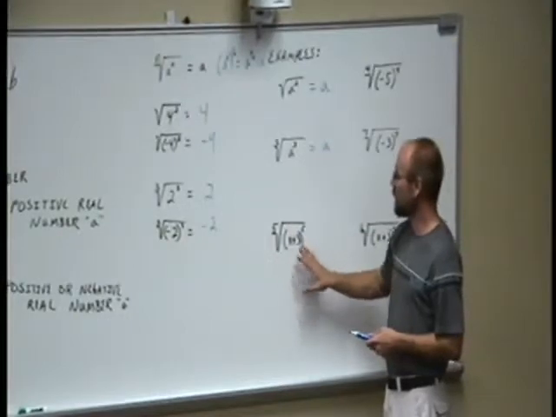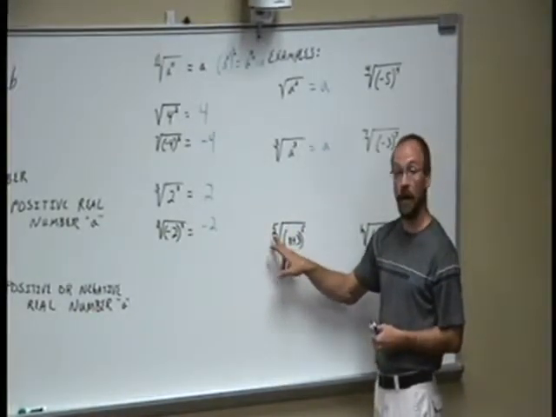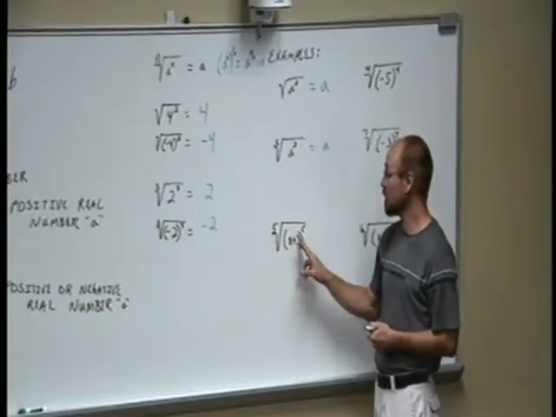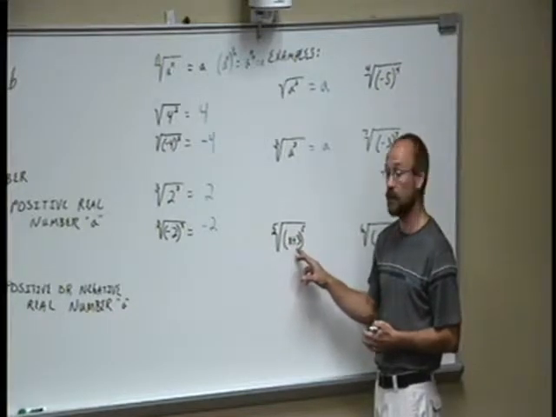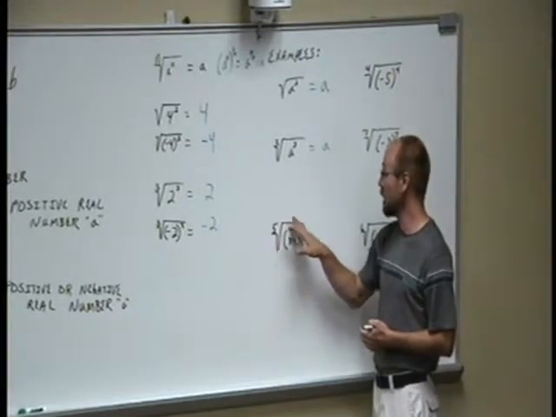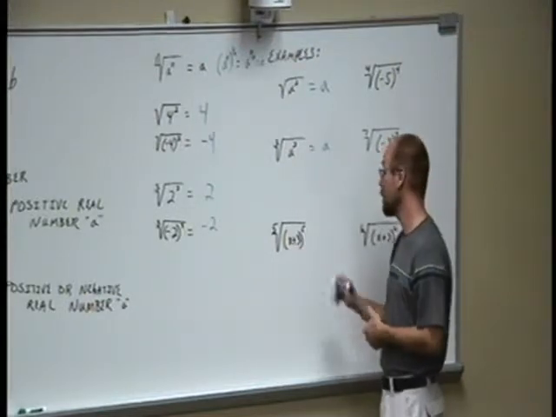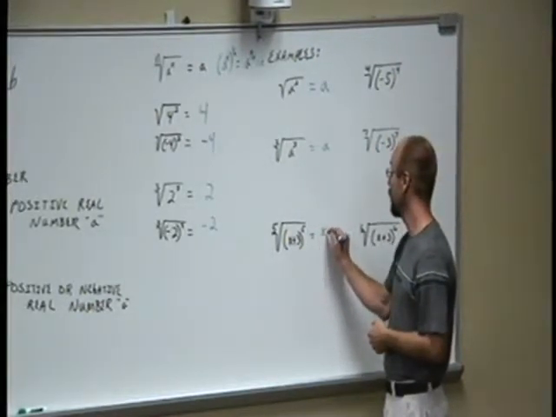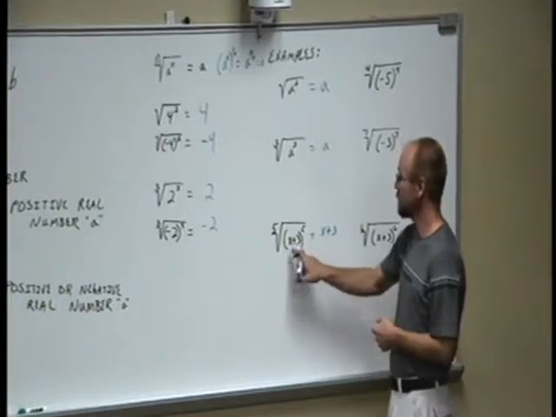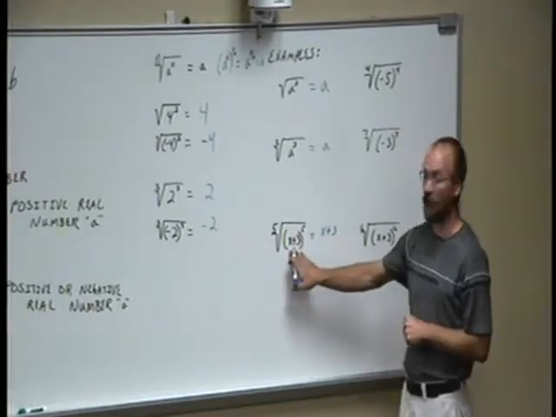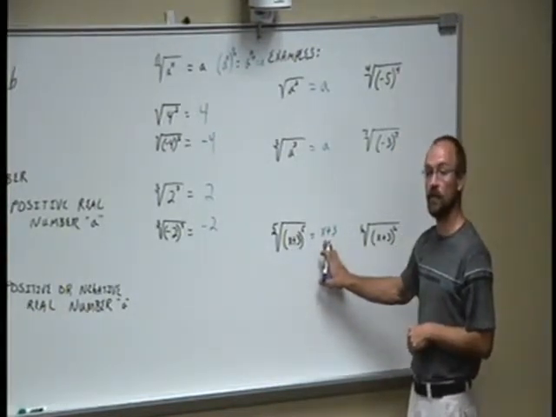Now, if we look at this, we have the fifth root, an odd number, so it doesn't matter if this is positive or negative. The fifth root of the quantity x plus 3 to the fifth power gives me x plus 3. I think I may have said a, but I meant x plus 3. So we get that result.